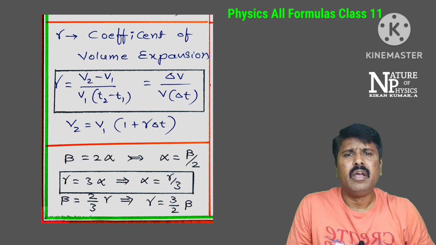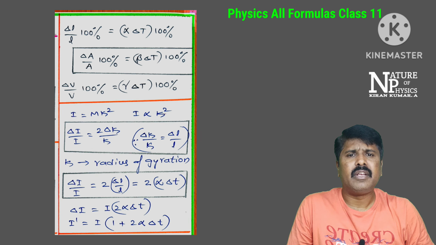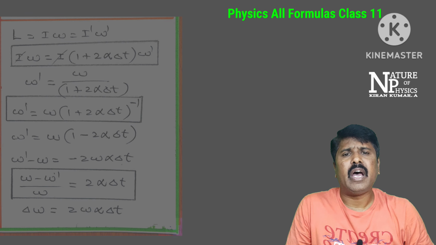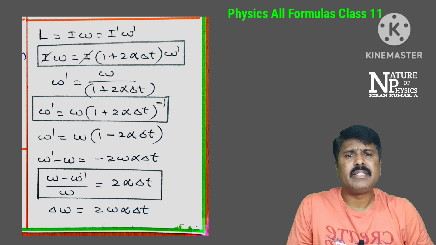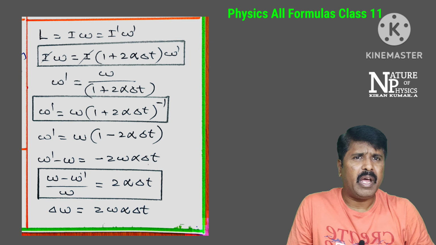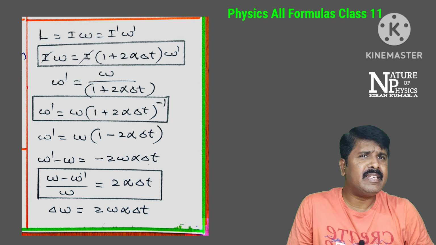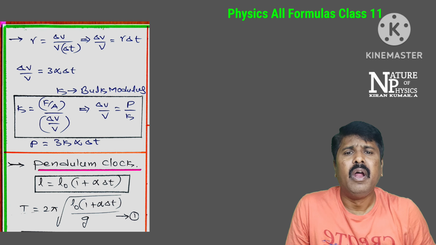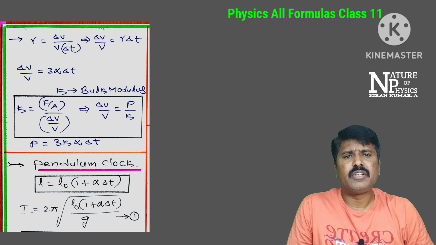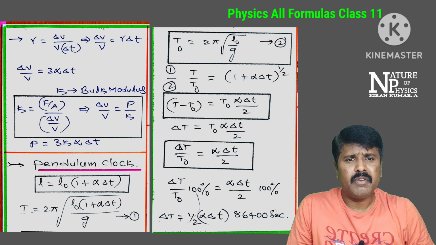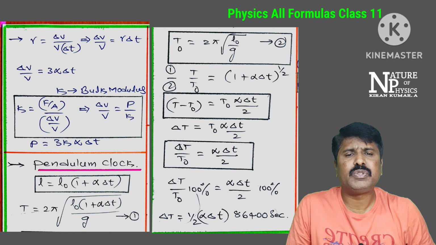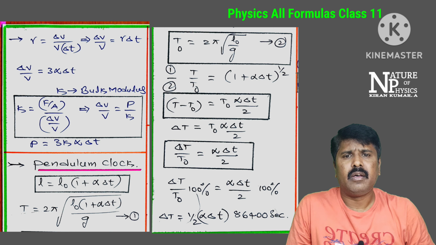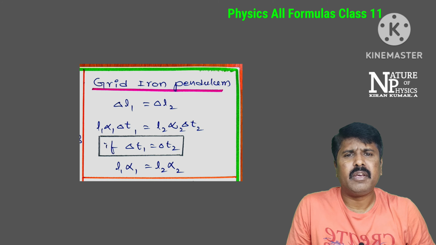And also continuation: change in length by original length into 100 percent with respect to the coefficient of linear expansion and change in temperature, and with respect to L is equal to I omega, where I is the moment of inertia and omega is the angular velocity. Perfect formulas, and maximum proofs I also gave you. You can easily understand, the formula is not given directly, student. And the pendulum clock formula also, time period formula, change in time period also, with respect to error I also gave you, student. And then continuation, next one is the grid iron pendulum, I also gave you, student.